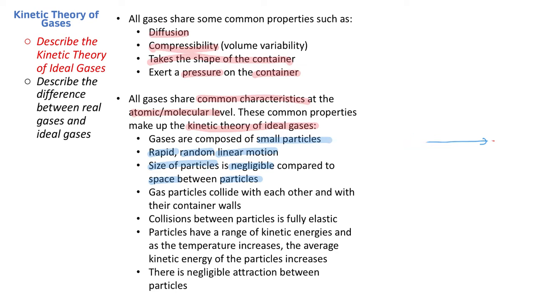That idea that the size of the particles is negligible compared to the space between particles gives rise to the idea that some substances can be compressed. They can be compressed because there's all this empty space between the particles. The fact that gases move in rapid, random, linear motion will effectively mean that they will diffuse and take the shape of their container as well.